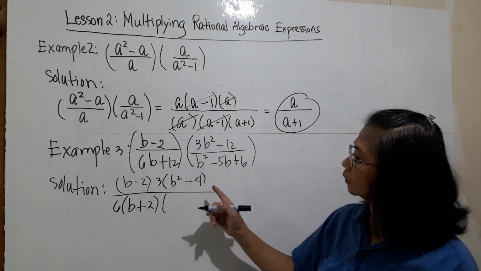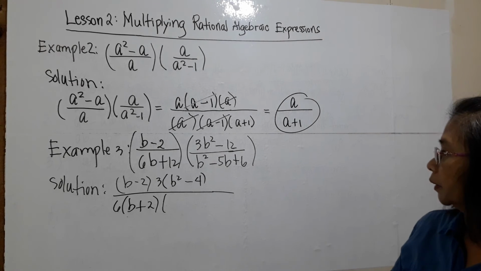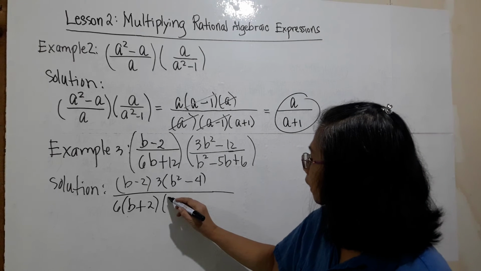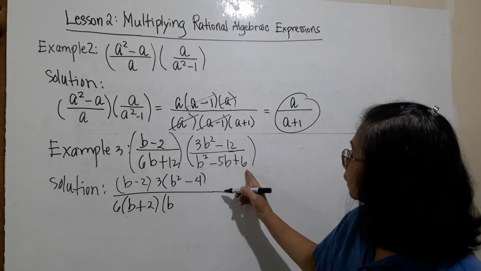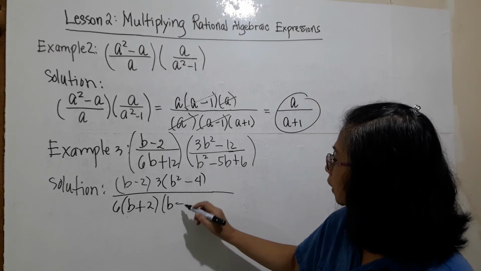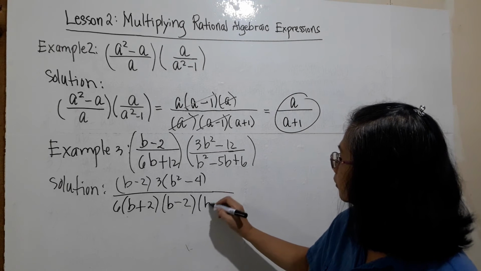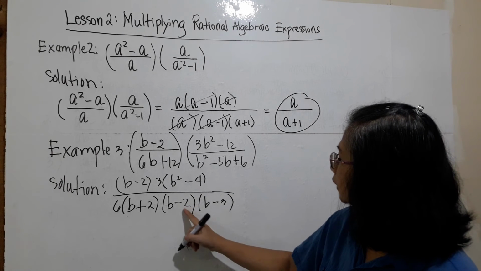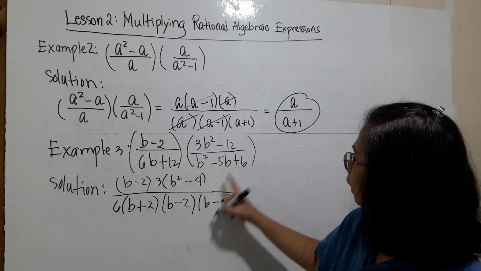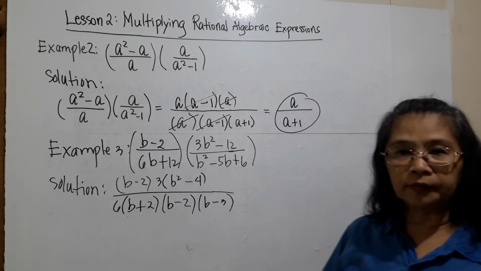Okay, what about this one? The denominator of the second factor. So this is a general trinomial. Let's factor the general trinomial. We need factors of 6 that will give an algebraic sum of minus 5. It should be minus 2 and minus 3. 2 times 3 is 6, negative times negative is positive. Add algebraically, minus 2 plus minus 3 is minus 5.